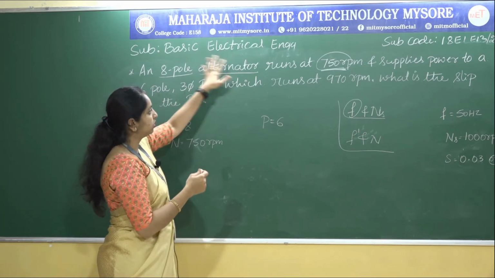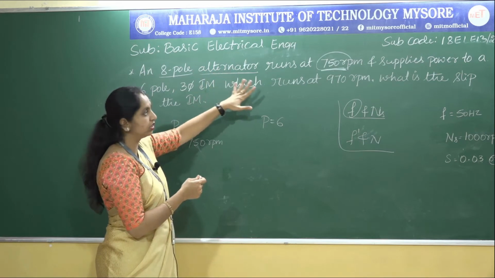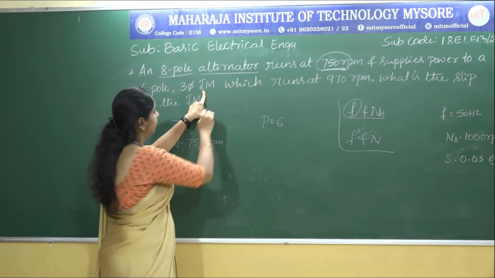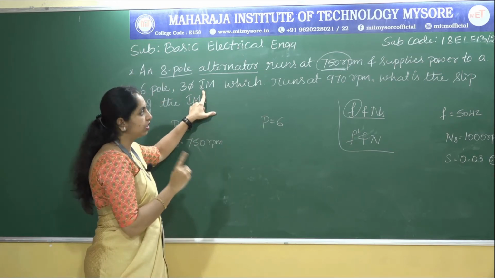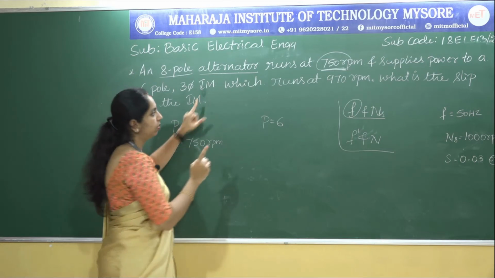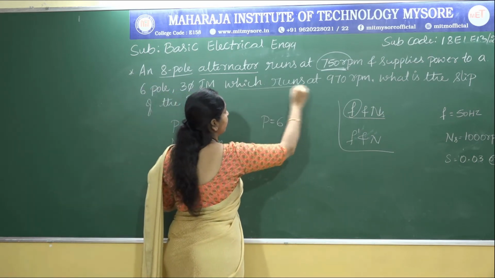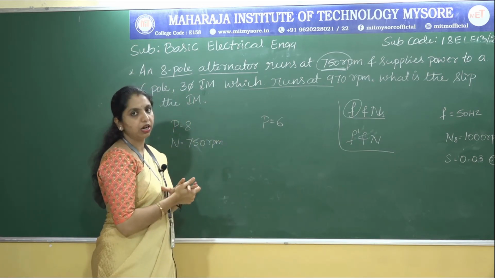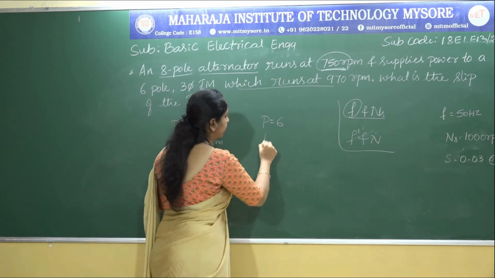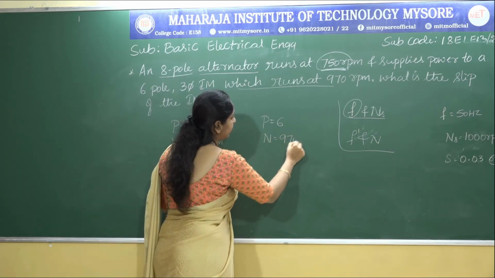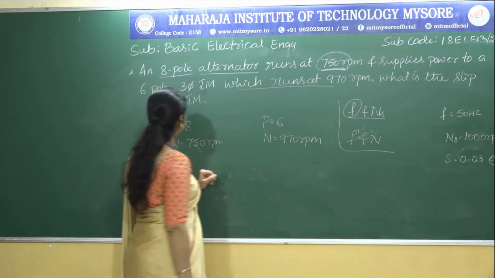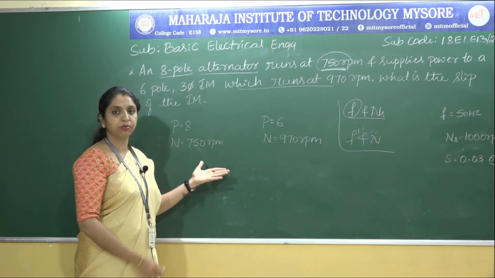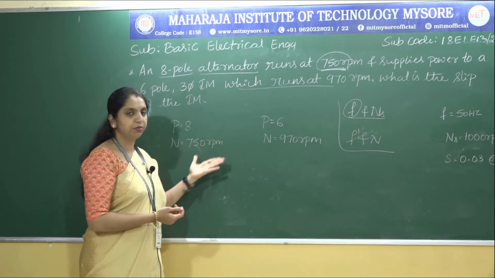So it supplies power to a 3-phase induction motor which runs at 970 rpm. Remember, the values provided here are related to the motor, that is, to the rotor part. So N is equal to 970 rpm. What is the slip of the induction motor? You may be thinking that there are two pole values and two speed values given.